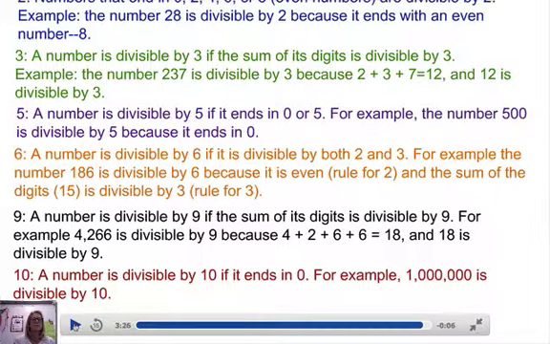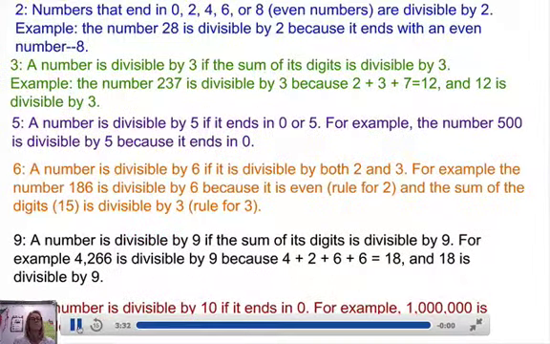And let's see if I can move that forward a little bit and move it down. Let's see here. Okay. There we go.